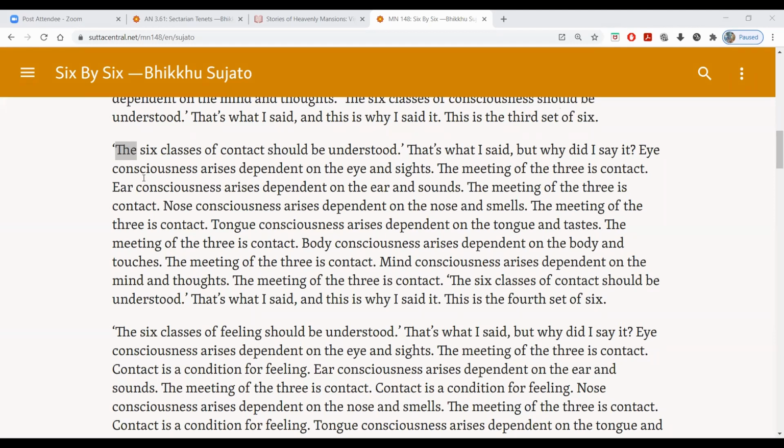Then we learn about the tongue contact. What is the tongue contact? Tongue consciousness arises dependent on the tongue and tastes. The meeting of the three is contact. So what are these things that come together when we eat something, when we taste something? We have the tongue, taste, and the consciousness. All these three things are impermanent, right? Yes, Bhante. That is why we can never satisfy our tongue, because these three things are impermanent. If we understand this, it will help all of us to get rid of greediness, craving for food.